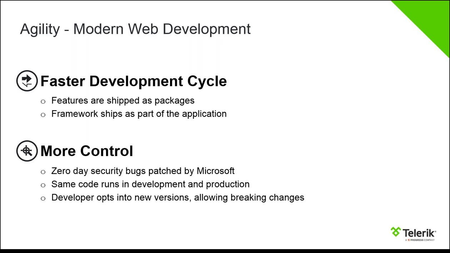Same code will run in development and production, and the developer opts into new versions, allowing breaking changes. Meaning, it's up to you. Do you want a new version? For example, .NET Core CLR currently has beta 1 and then beta 2. Today I'm not going to run beta 2 because my Visual Studio or my environment is still not set up for beta 2, but I can opt for beta 1. So that's the kind of agility that we are talking about. It's up to us, up to our opting in with the choices.